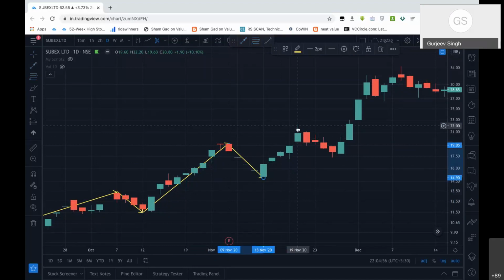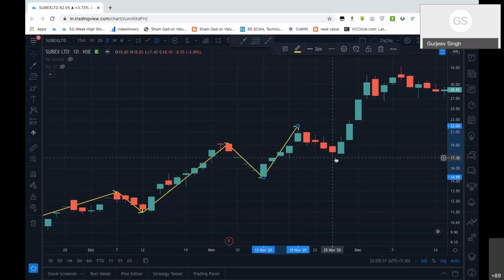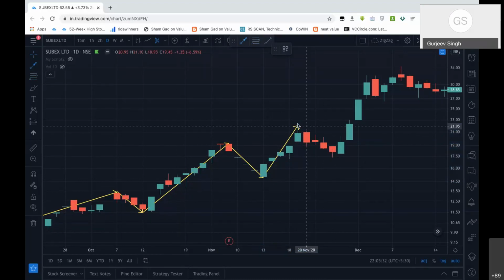Again, it goes up over here. 1, 2, 3, 4, inside, 5. Is this a 33% move? Yes or no? Yes. Again, valid. Okay. Is this a valid point, yes or no? Please check and let me know in the chat box. Please check, don't rush. Okay. Yes, it is a valid point.